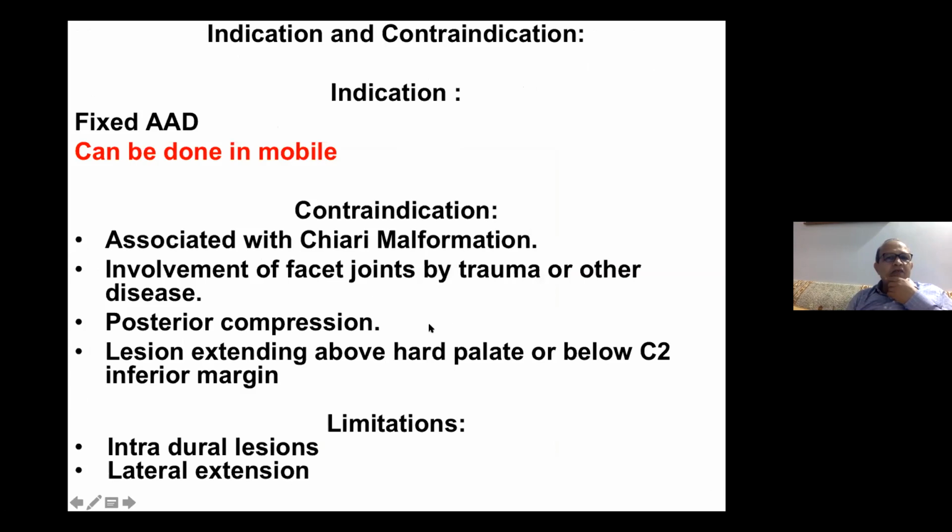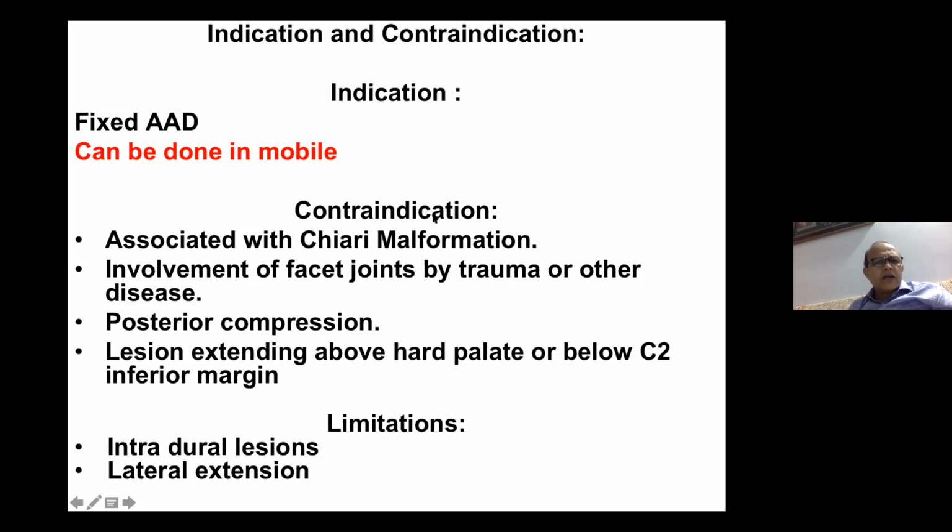So here, all three can be used with limitations and advantages. The indication of transoral for me is only fixed AAD when the C2, C3 disc space is below the angle of the mandible. So only those fixed AAD where trans-cervical cannot be done. In those cases, I go for the transoral approach. It can be done in mobile AAD also, but I think looking at the contaminated corridor, one should avoid it. If there is no other option, then maybe you can consider it.